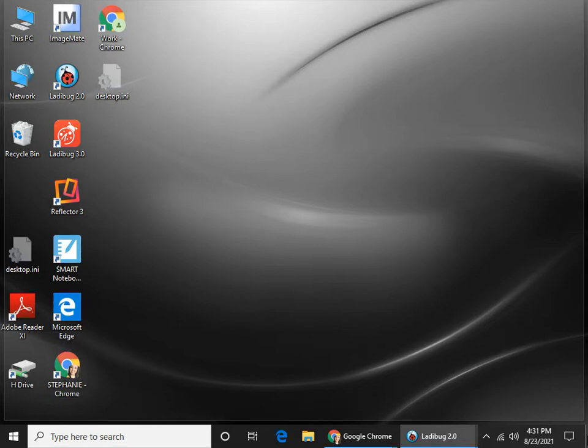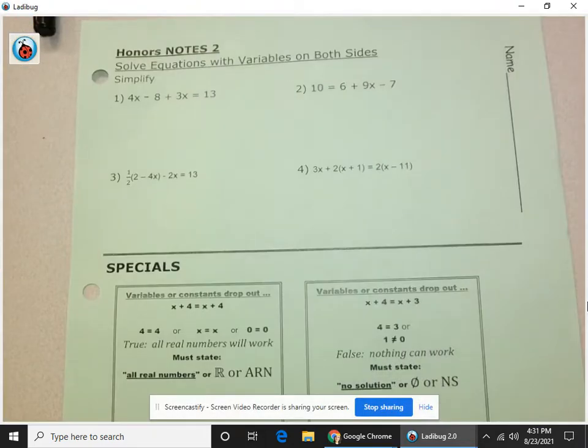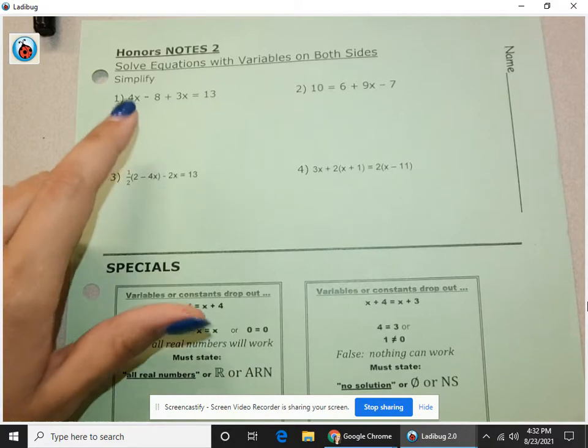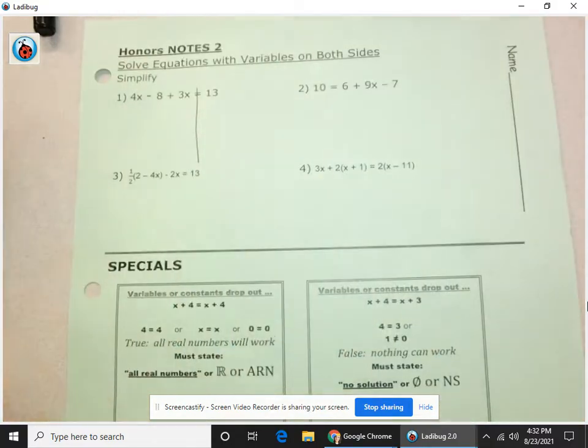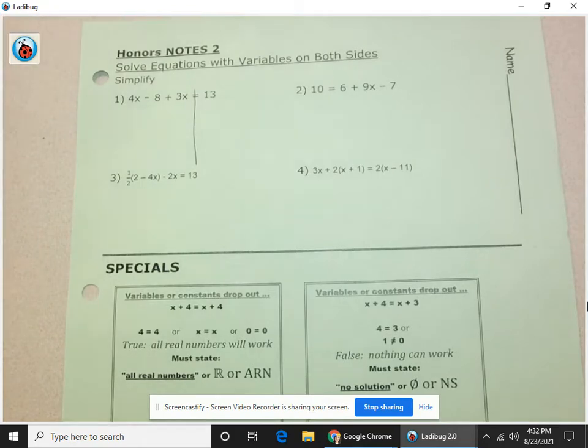Good morning. We are going over notes 2, which is solving equations with variables on both sides. So the first thing we're going to look at is number 1. We are going to want to combine like terms first.